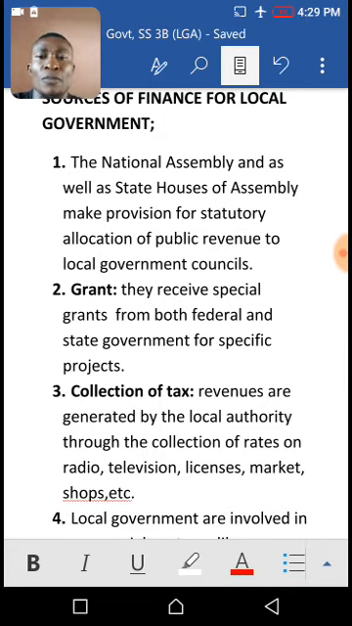They get tax from radio, television, market, shops, and the money they get from the licenses they issue to all these corporations and organizations is also used to finance the activities of the local level. It's also a source of finance for the local government. People pay tax for the government organizations, even non-governmental organizations pay tax to the local government, and as such, it becomes a source of revenue to the local government.